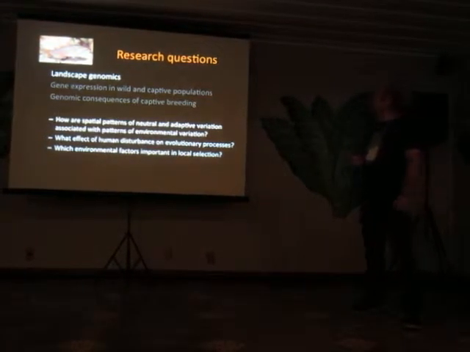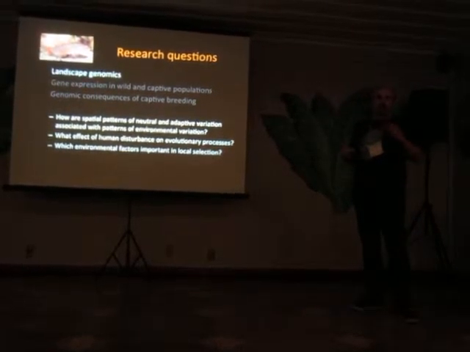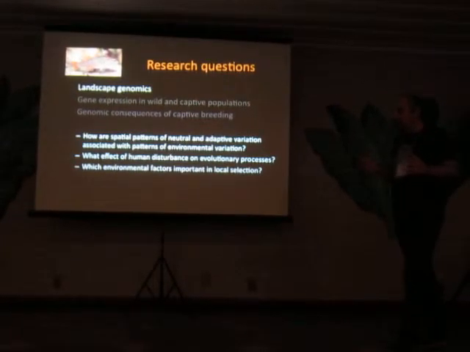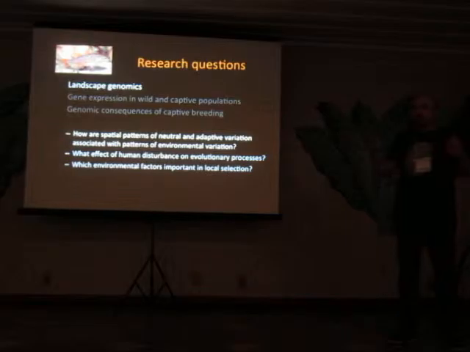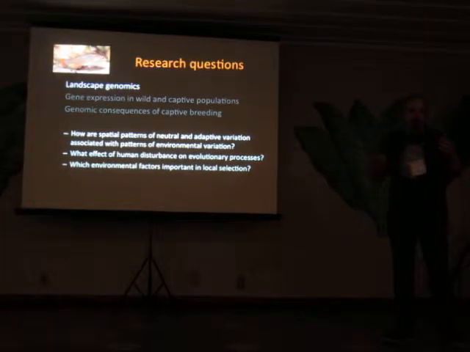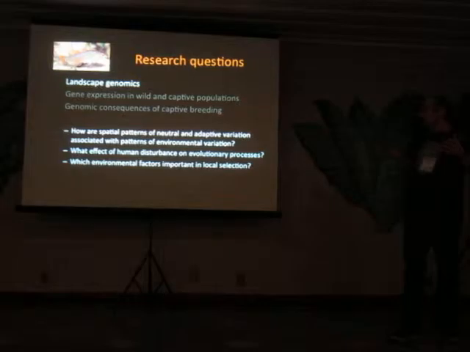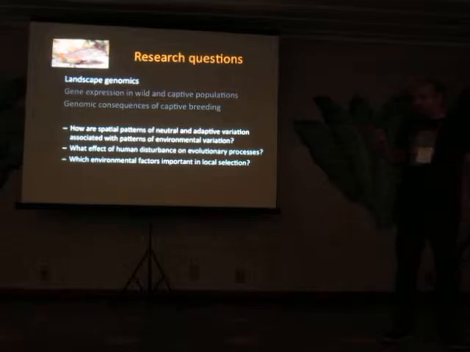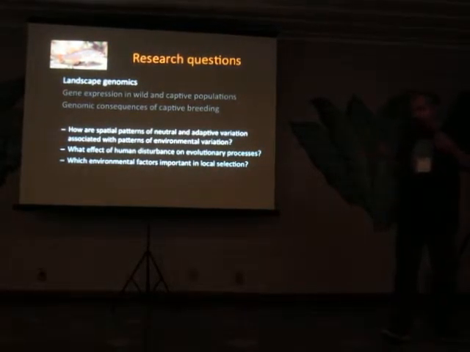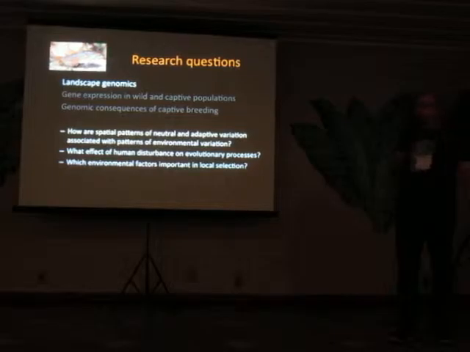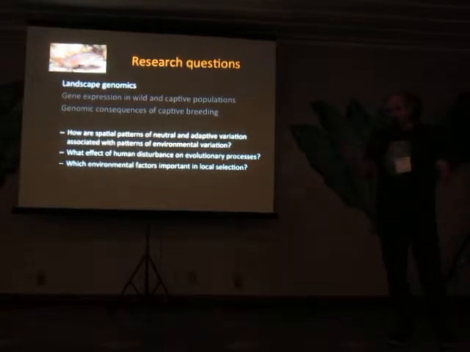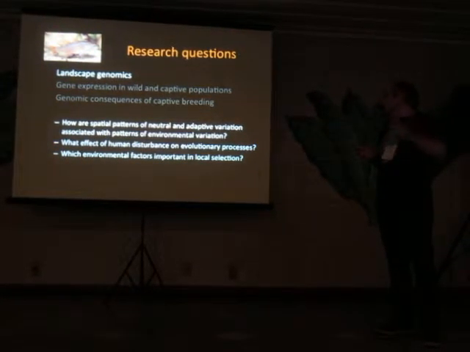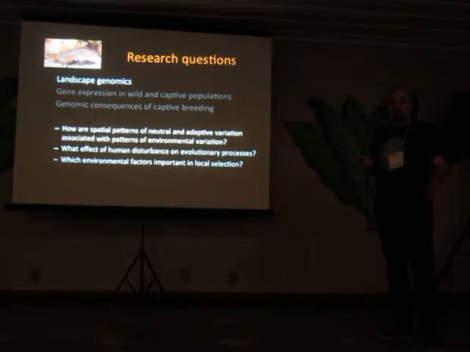But today we're just talking about landscape genomics, and I've only really had my whole data set for a few weeks, so these are pretty preliminary analyses. In landscape genomics, we're asking the broad question of how the spatial patterns of both neutral and adaptive genetic diversity are associated with patterns of environmental variation. And so the couple of things I'll talk about today: one, we're trying to answer the question of how modifications to the flow regime might be impacting natural evolutionary processes like connectivity and gene flow, and also thinking about which environmental factors might be important in local selection.